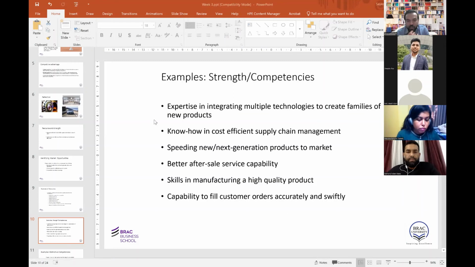Capability to fill customers' orders accurately and swiftly, taking customer orders. So very large supply chain oriented businesses, especially in the transport industry or the air freight industry, like DHL, FedEx, they can deal with their customer needs very accurately and swiftly. And these are examples of how these brands are able to leverage their resources.